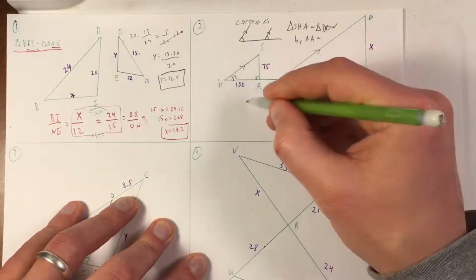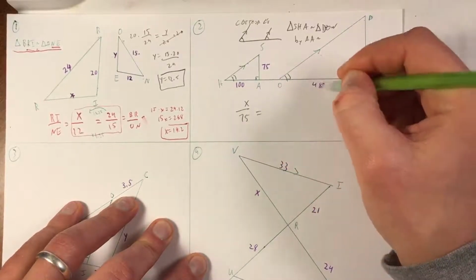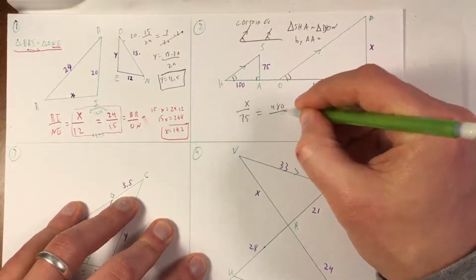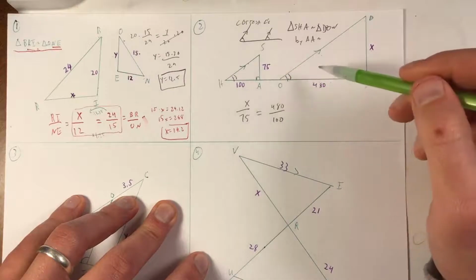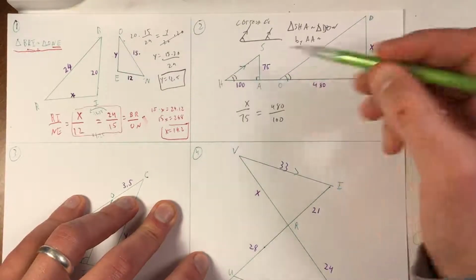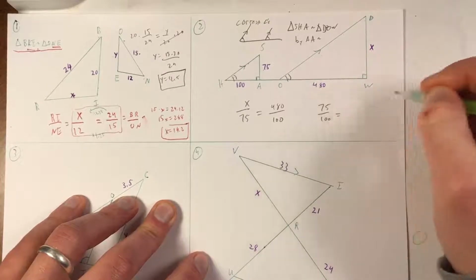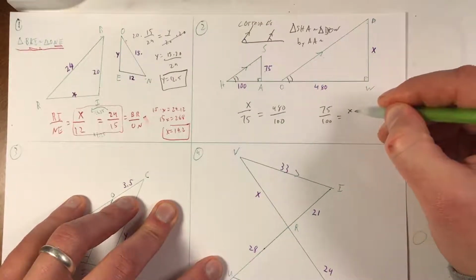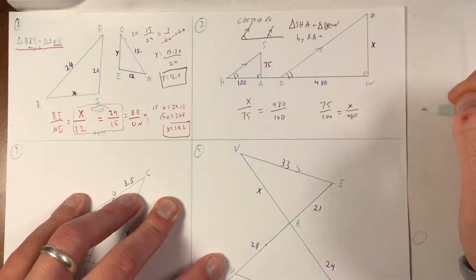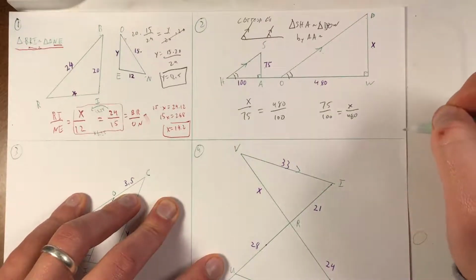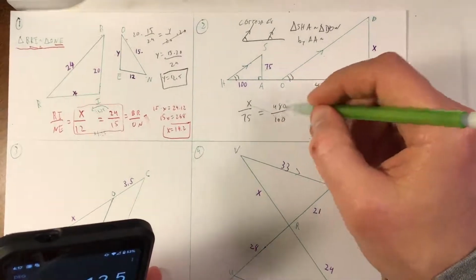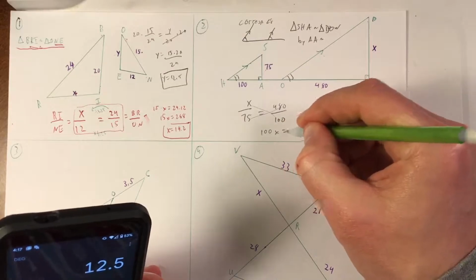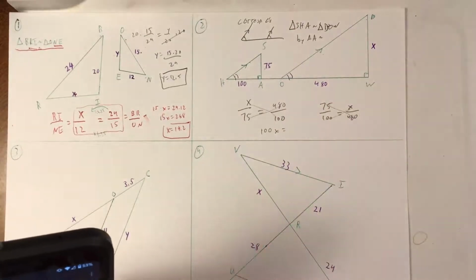X over 75 equals 480 over 100. This is not the only way to set it up, though. I could also set it up 75 over 100 is equal to x over 480. Either way, we're still going to cross multiply and solve it. No matter how I do it, I'm going to get 100x is equal to 480 times 75.